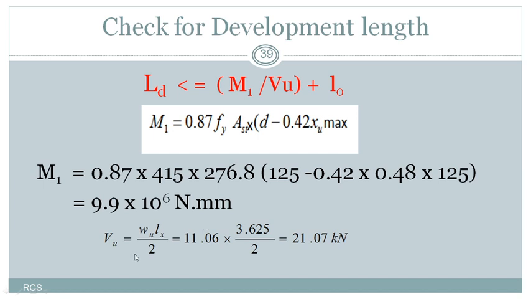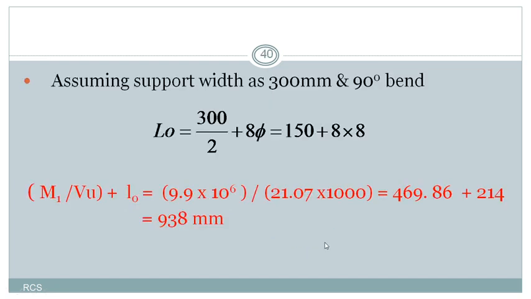And similarly, we have to calculate the factored shear force. Factored shear force is VU equal to W into Lx by 2, that is 11.06 into 3.625 by 2, we'll get VU equal to 21.07 kilonewtons. Right? And we have to assume the support width is 300 mm, already given in the problem, and we have to bend the main bars through 90 degrees.